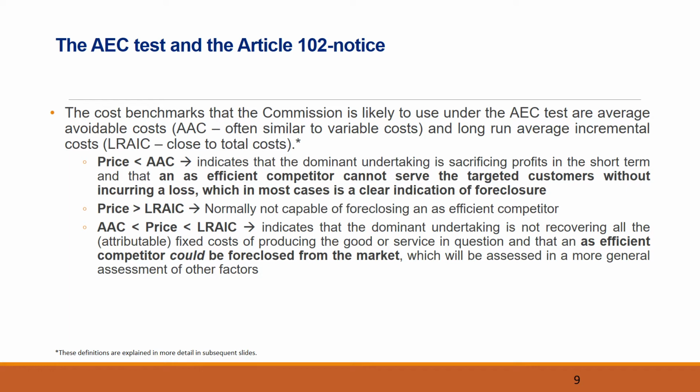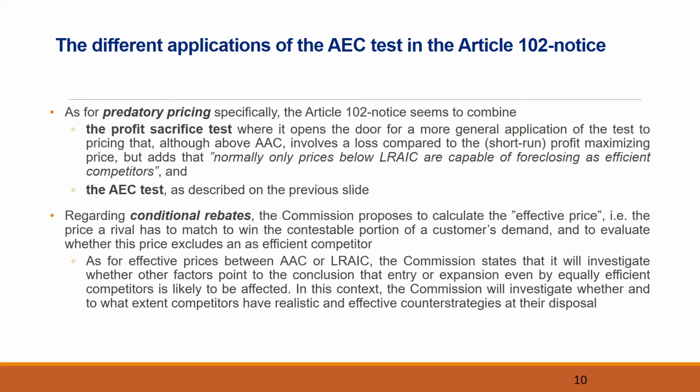Such pricing strategy indicates that the dominant undertaking is not recovering all the attributable fixed costs of producing the good or service in question, and that an as efficient competitor could be foreclosed from the market. When it comes to specific exclusionary pricing strategy, the Article 102 notice specifically mentions predatory pricing, where profit sacrifice and the AEC test is in focus, and conditional rebates, where the Commission proposes to calculate the effective price and to evaluate whether this price excludes an as efficient competitor.